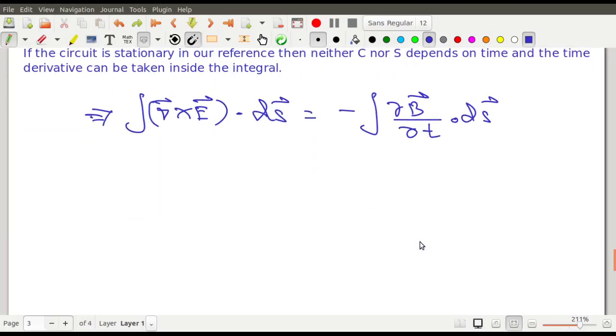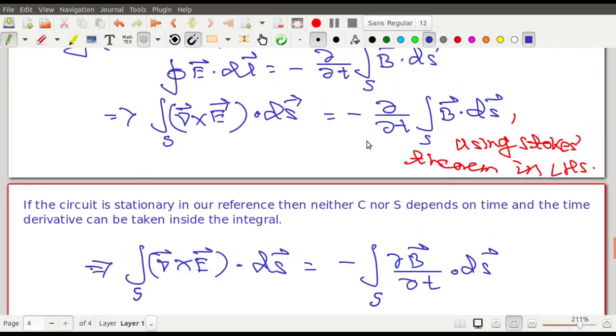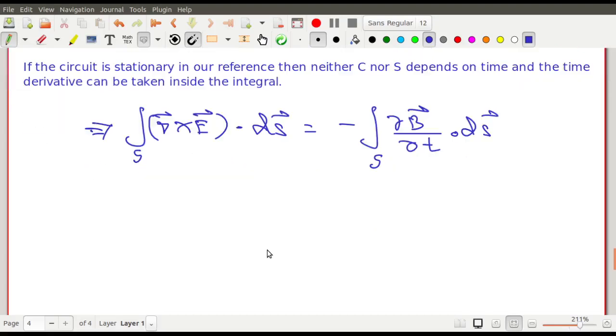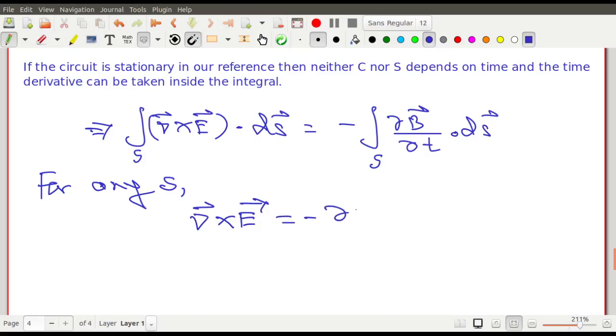Now both of these are surface integrals, so you are more than happy. Both of them are surface integrals, so you may just equate them, right? So for any arbitrary S, if I equate from both sides, this gives me curl of E is equal to minus del B by del t. That is for the electromagnetic field.